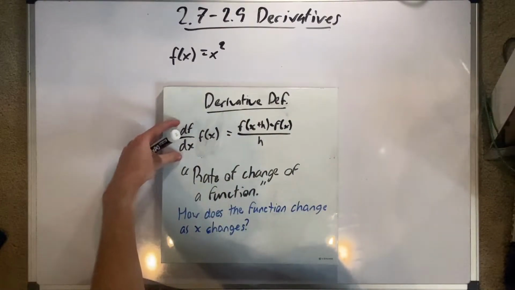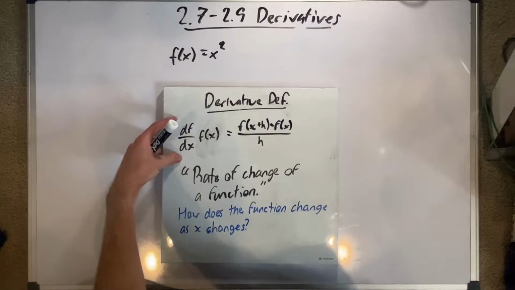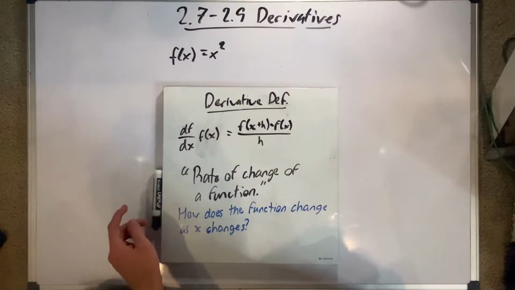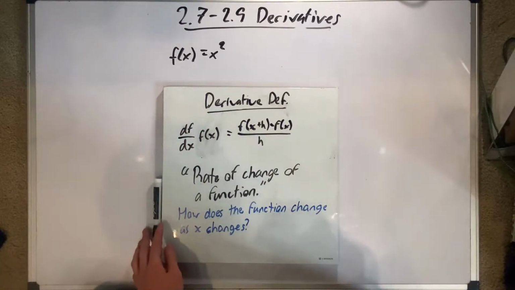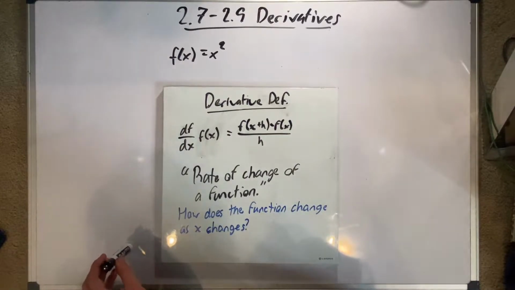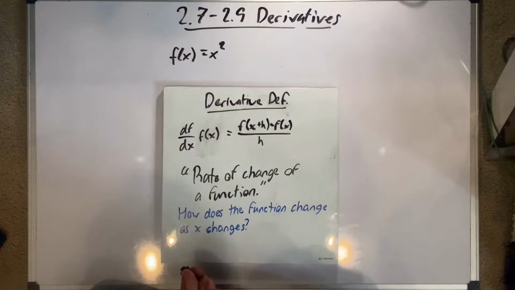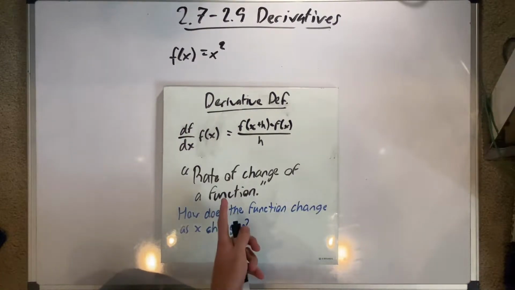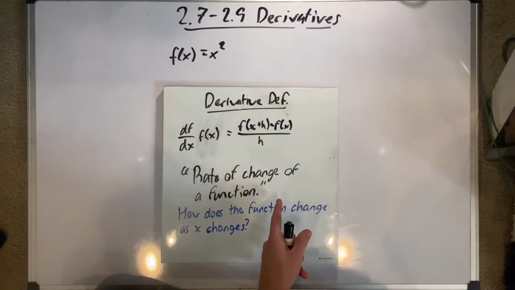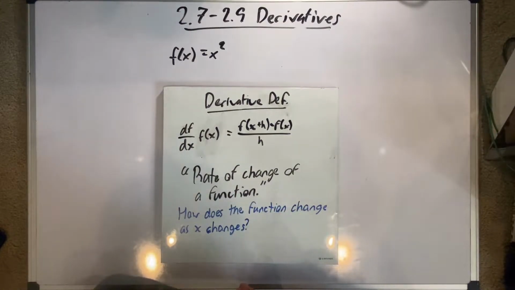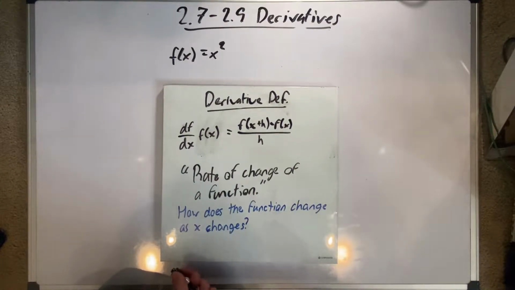Before we get to this definition here, this huge nonsense of variables, we're going to talk about what the derivative really says. It says it's the rate of change of a function. It's how your function changes as you change x very slightly. How does the function change as x changes? That's exactly the question that a derivative answers for you.